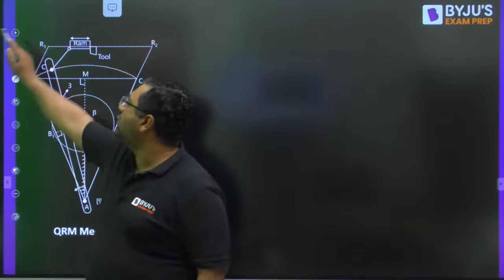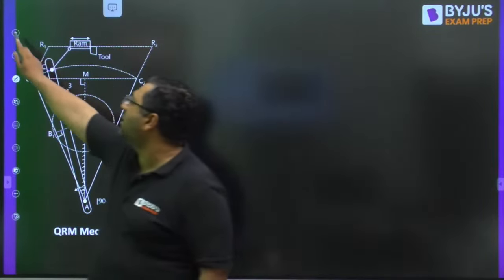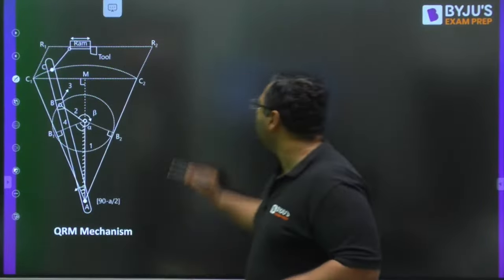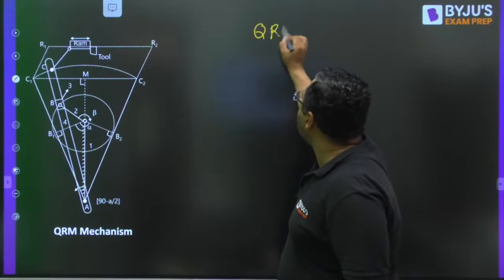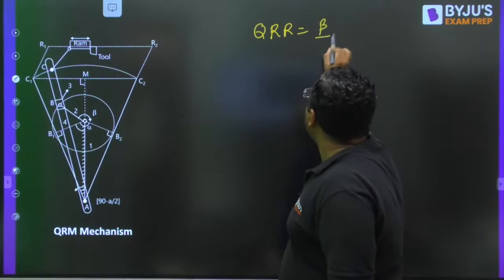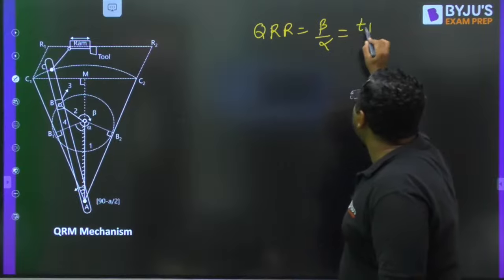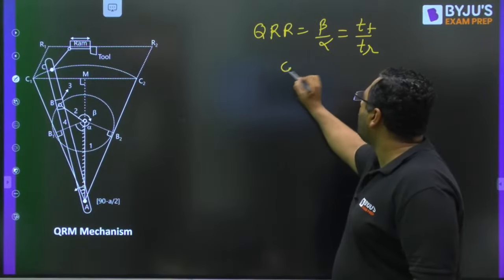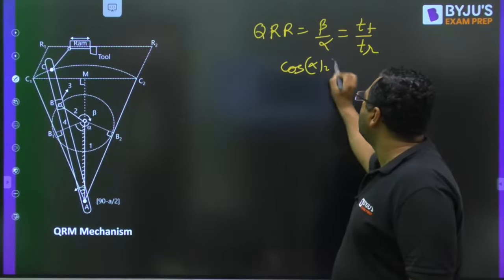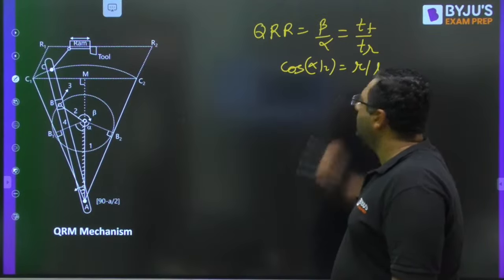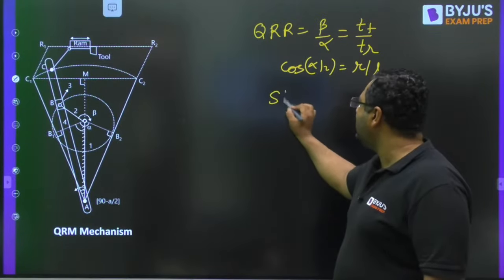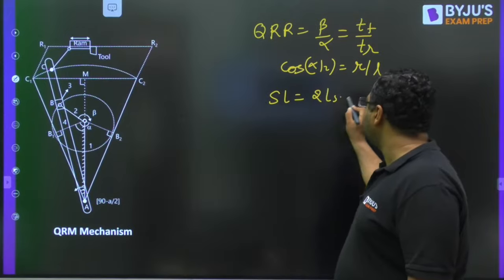So guys, now we will also see some of the questions, as we have done the formulas. I am writing the formula. Quick return ratio is beta by alpha, which is TF by TR. We know cos alpha by 2 is R by L. We know the stroke length is 2 times LS times R by L.